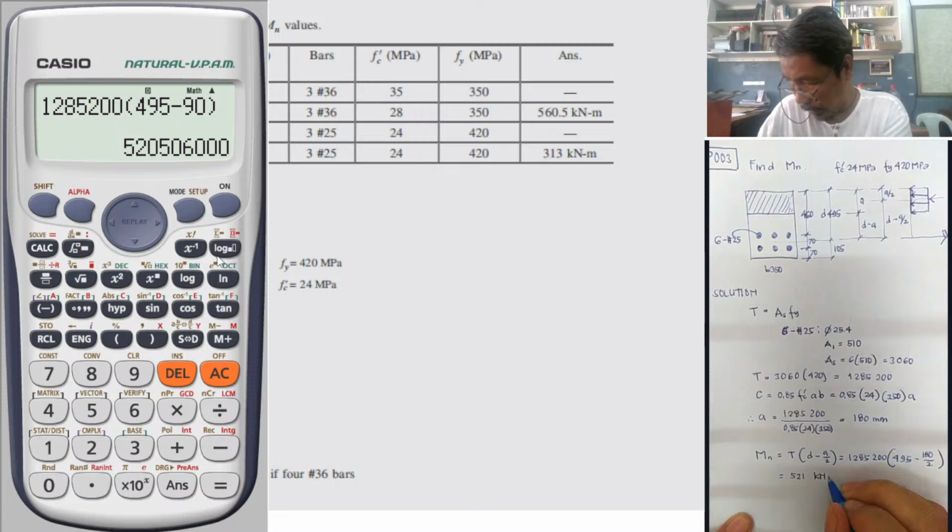Take note. We use the theory of centroid, center of mass.